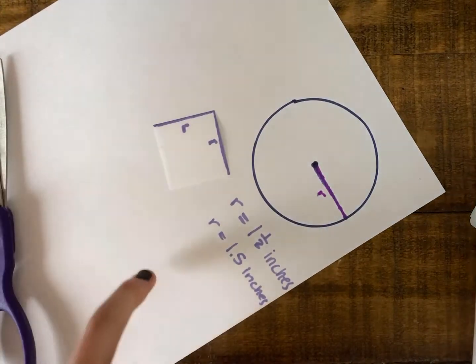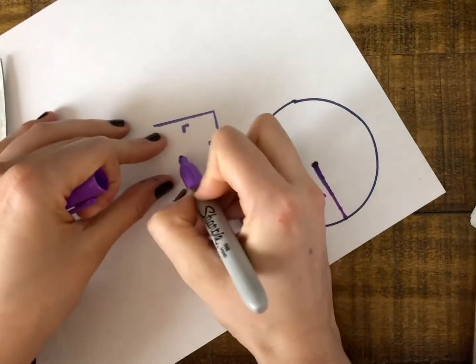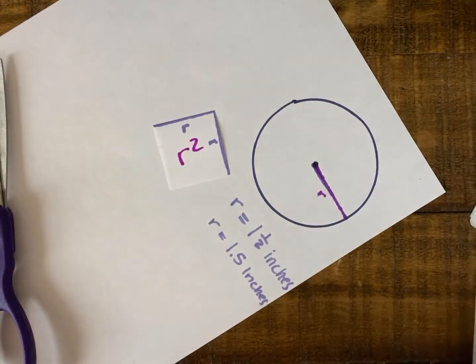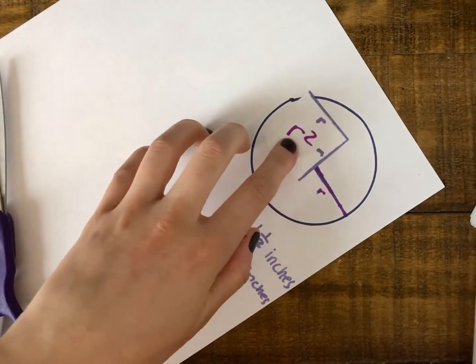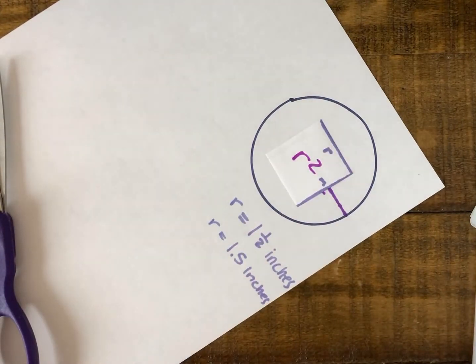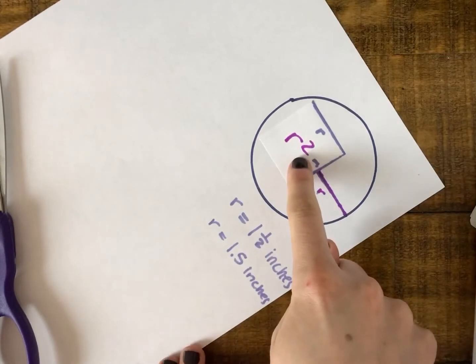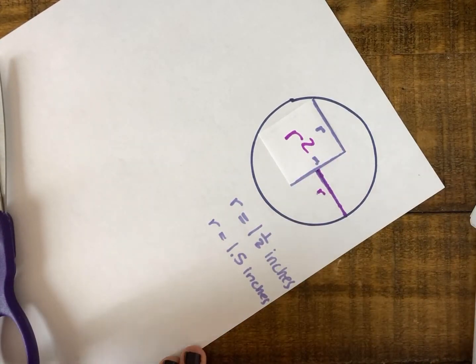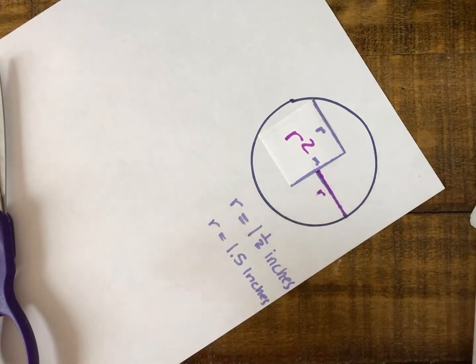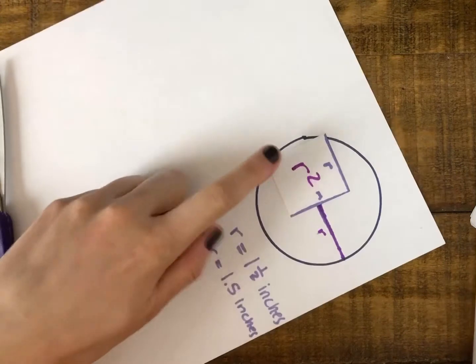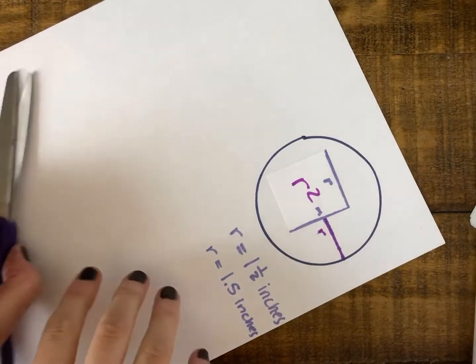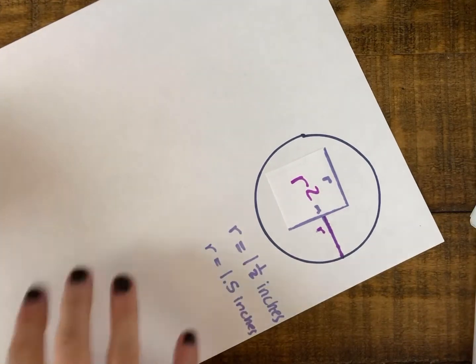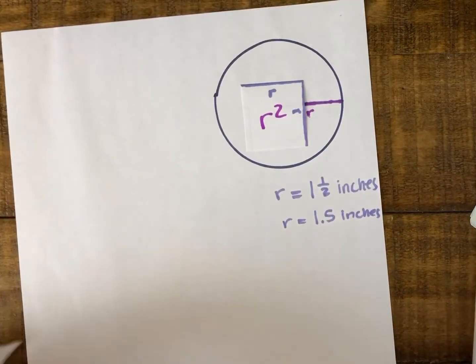So here I've made my radius squared, or a square out of my radius. How many of these do you think would fit inside of this circle? Definitely at least one. Probably two. But I want you to make a guess of how many of your radius squares you think will fit inside of your circle. Pause me, make your guess, and then I'm going to come back.